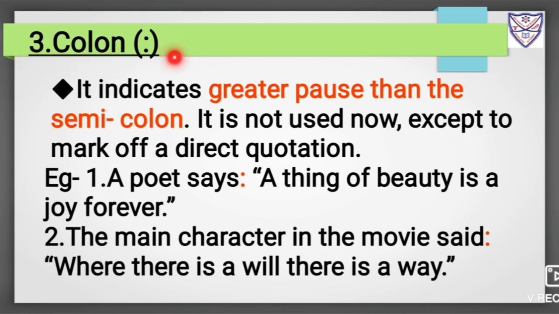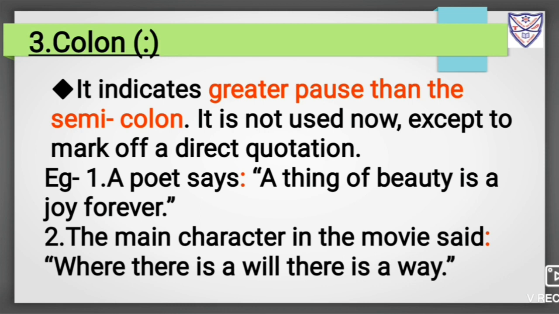Now third one is colon. It indicates a greater pause than the semicolon. It is not used now except to mark off a direct quotation. It means that now this mark is not used, but whenever there is a quotation, or we can say a quote or thought, at that time we can use the colon mark.